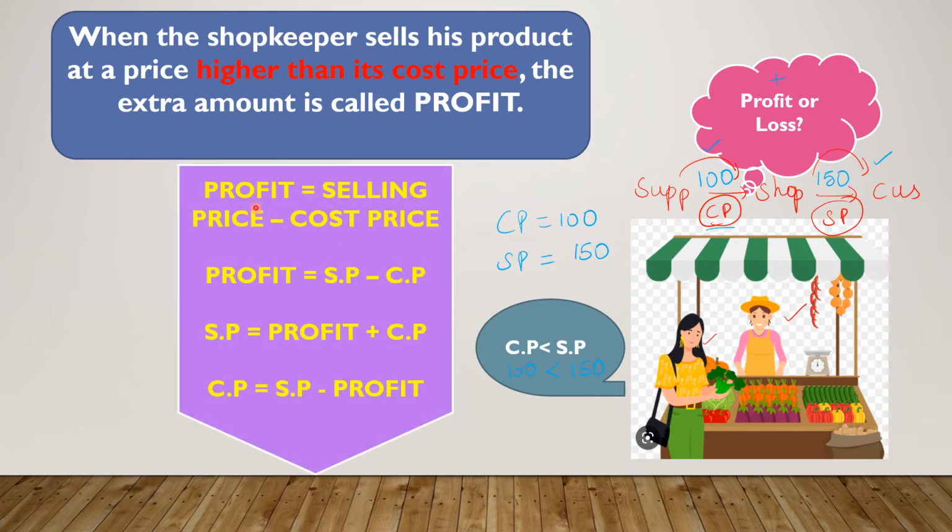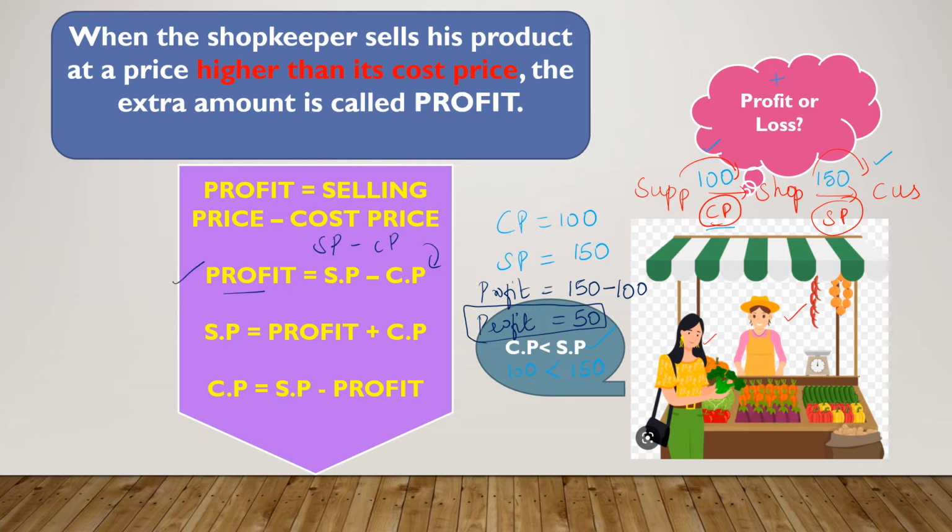Profit equals selling price minus cost price. That is what we have here at the same point. Profit is what you get when you subtract the cost price from the selling price. For example, for this problem, what is the profit? What is the selling price? 150 minus the cost price, which is 100, equals 50. So how many rupees are you getting as profit? 50 rupees, the shopkeeper is getting as profit from the customer. This is the main formula.